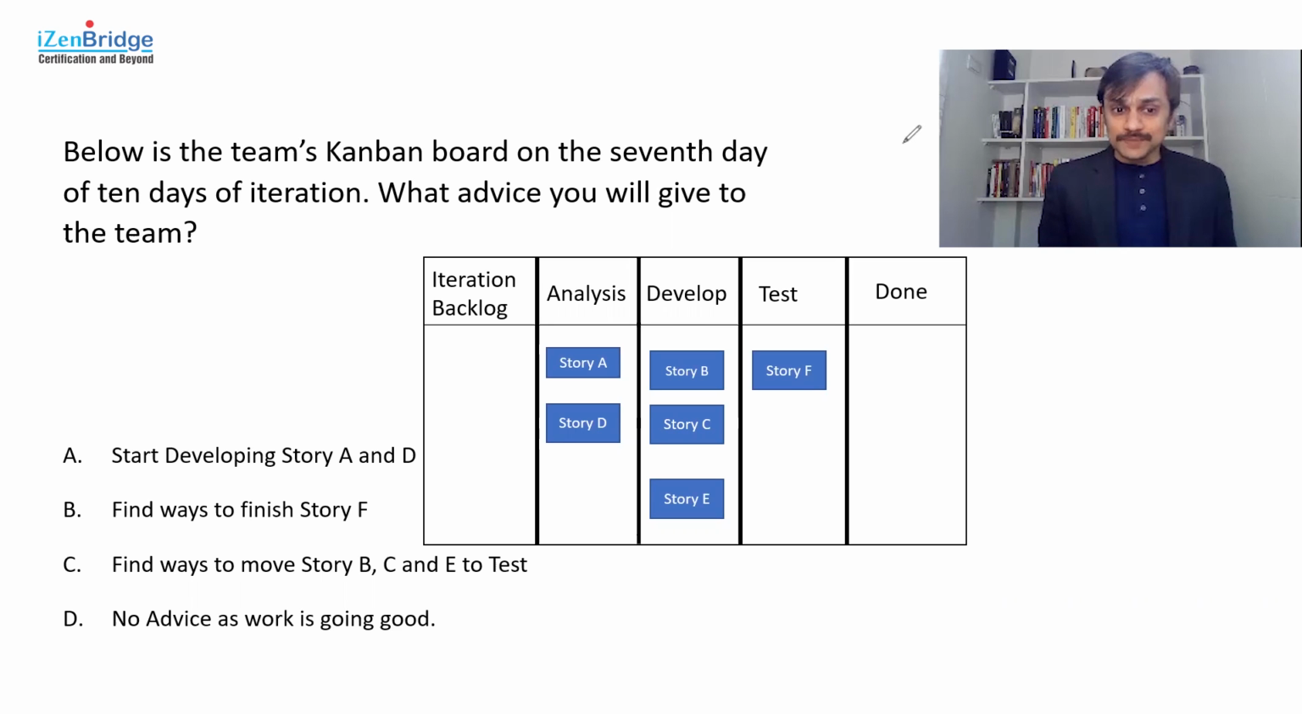Start developing story A and D. You are pretty much behind schedule, so why don't you get started? Find a way to finish story F. Find a way to move stories B, C, E to the rest faster. No advice as work is going good. And the good news is you just need to select one possible advice. If you have to say just one thing, what possible thing would you give here? Think about it. Let's pause.